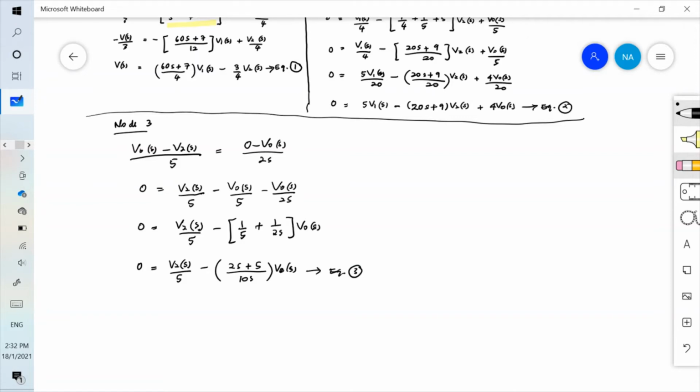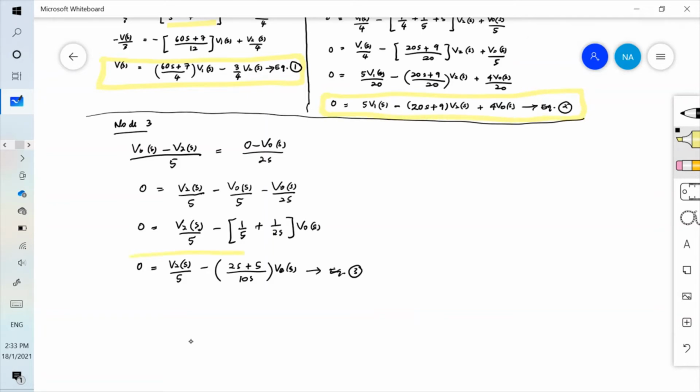So you have the equation for node 1, which is Vs equals 60s plus 7 over 4 V1s minus 3 over 4 V2s. And then equation number 2, 0 equals 5 V1s minus in bracket 20s plus 9 V2s plus 4 V0s. And then equation number 3, which is 0 equals V2s over 5 minus in bracket 2s plus 5 over 10s V0s. So once you have gotten all 3 equations, we will put it in matrix form.